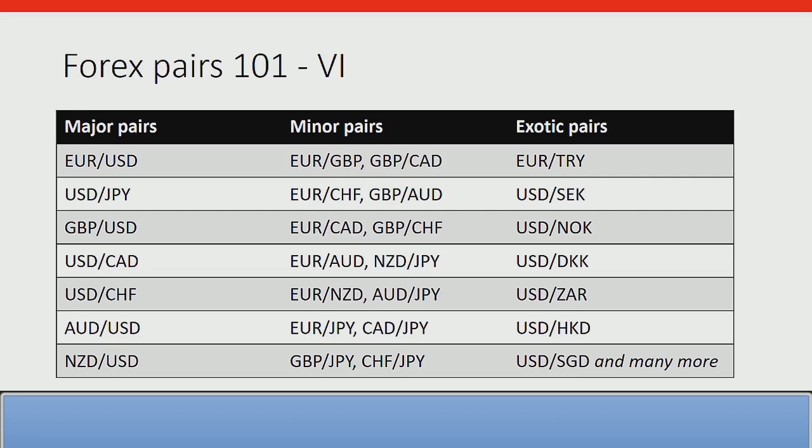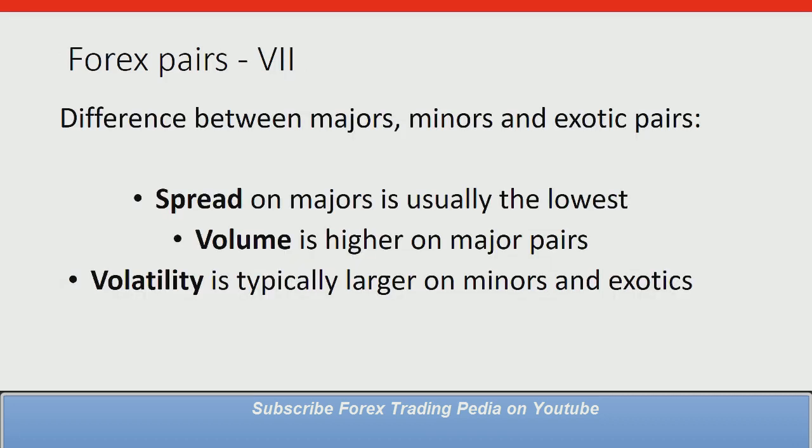Then we have a big group of minor Forex pairs. Those are less traded pairs, and you can see them right here. And finally, we have the exotic pairs, which include currencies which are not as much traded at all. And often when you read through different Forex platforms or Forex forums, then you will see that those exotic pairs are not as much referred to. The differences between majors, minors and exotic pairs are listed here.